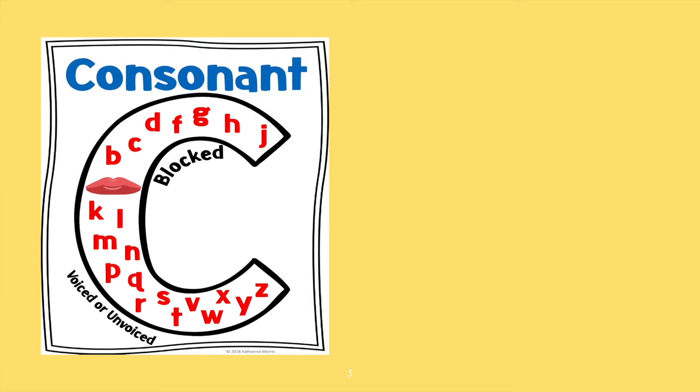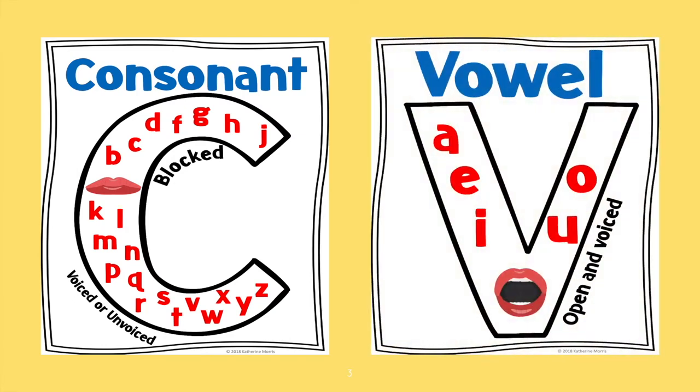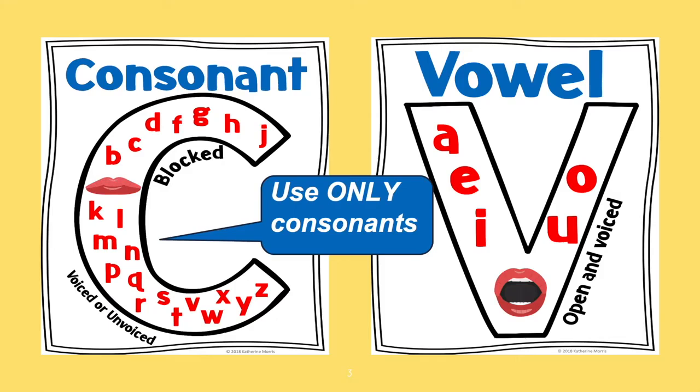So let's take a look at what consonants are. So we have J, H, G, F, D, C, B, K, L, M, N, P, Q, R, S, T, V, W, X, Y, Z. So use only consonants for alliteration. Vowels are A, E, I, O, U.